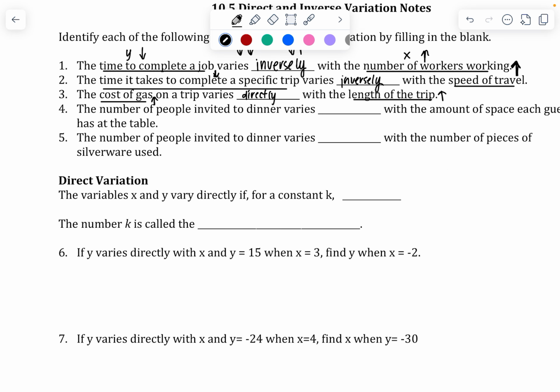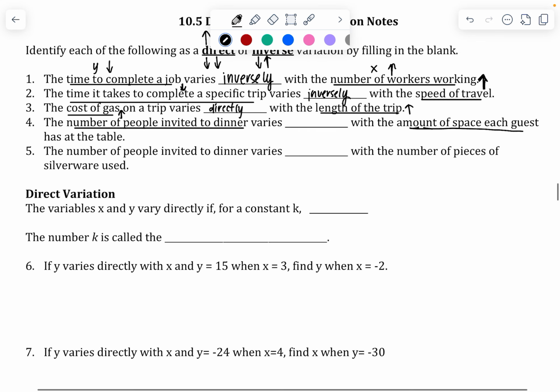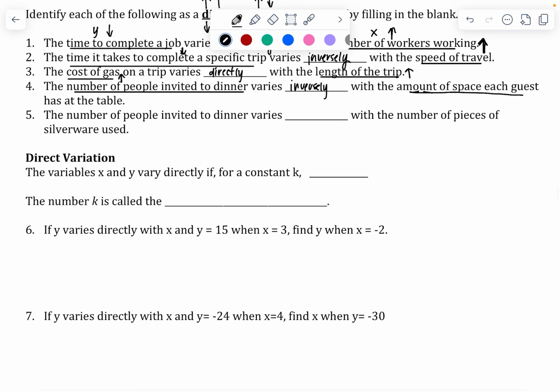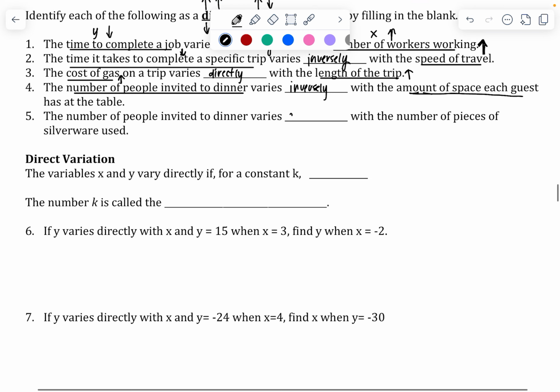The number of people invited to dinner varies with the amount of space each guest has at the table. Well, as we have more people, we're going to have less space. And so this is going to be inversely. And then the number of people invited to dinner varies with the number of pieces of silverware used. That would be direct. More people, more silverware.